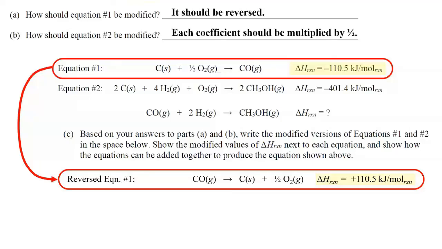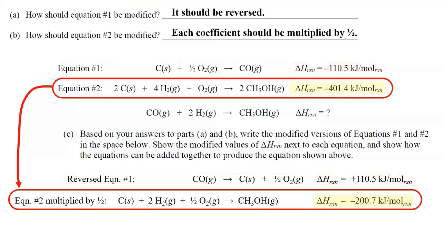Now for equation 2, I'm not going to reverse it, but I am going to multiply each and every coefficient by 1/2. So instead of coefficients of 2, 4, 1, and 2 in the original equation, now the coefficients are 1, 2, 1/2, and 1. So this takes care of that problem in terms of getting the proper coefficients.